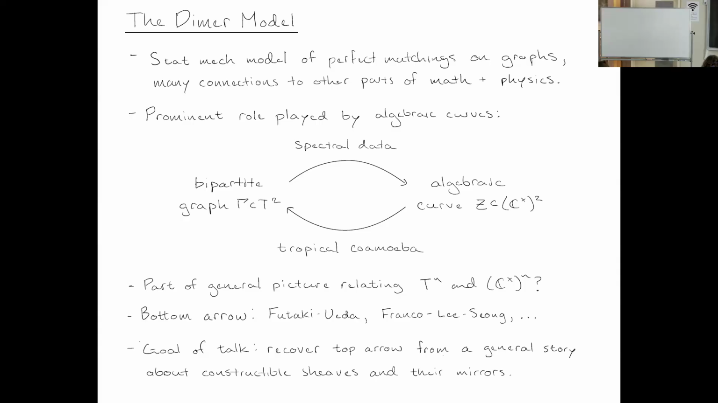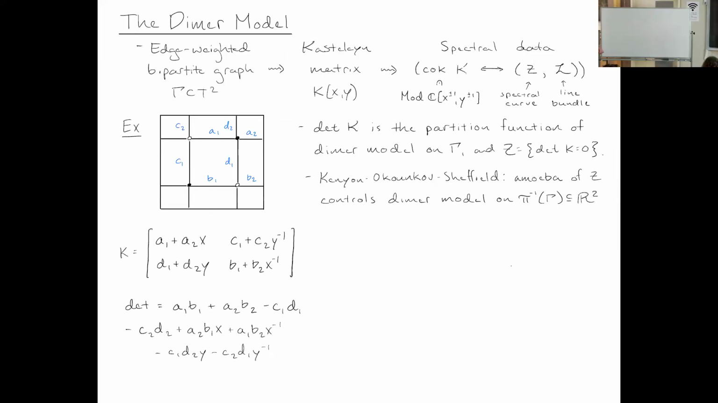And so the goal of this project was to explain one general story that puts this top arrow, which I'll call spectral data, into some more general context that's dimension independent. And this will be a story that in the technical context of the story will be about constructible sheaves and mirror symmetry. Right. So there's the big picture and the big goal.